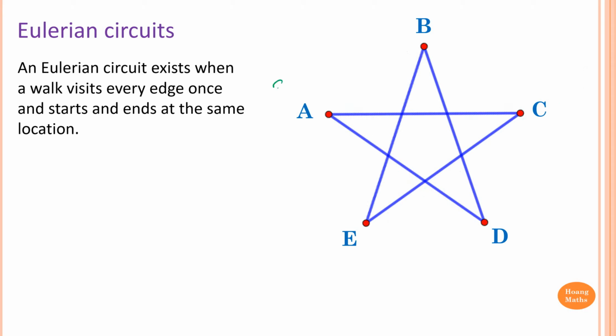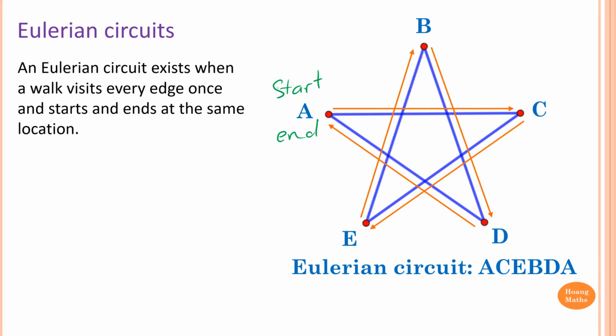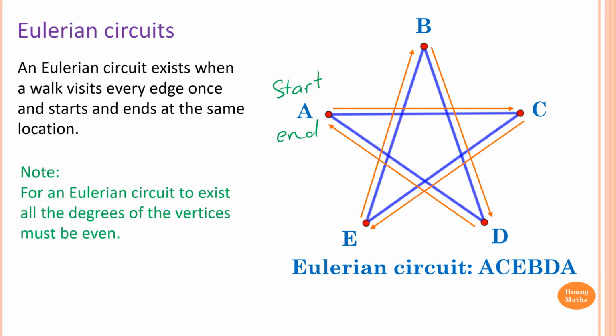Or I can start at I. So I start from I to C, from C to E, from E to B, from B to D, and from D you go back to I. So it ends here. I start and end at I. So this is an Eulerian circuit because I start at I, end at I, and I travel through every edge once only. Please take note of this.